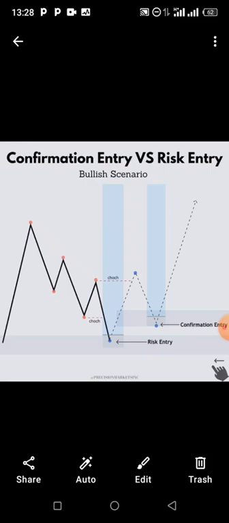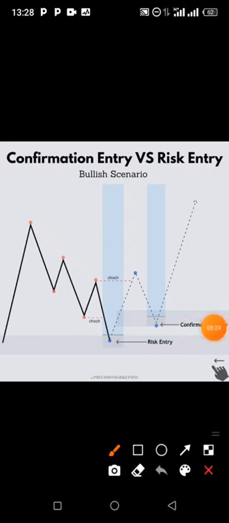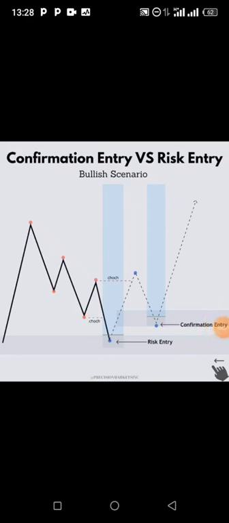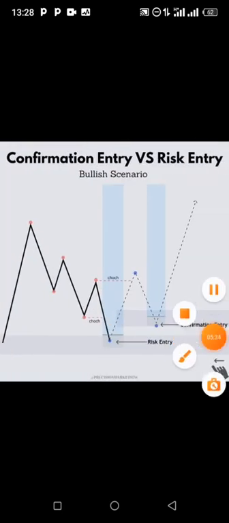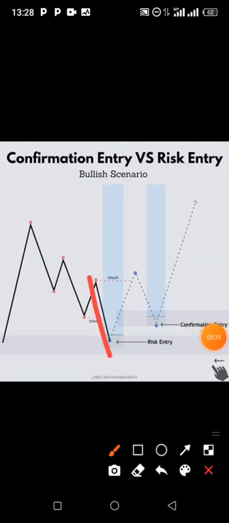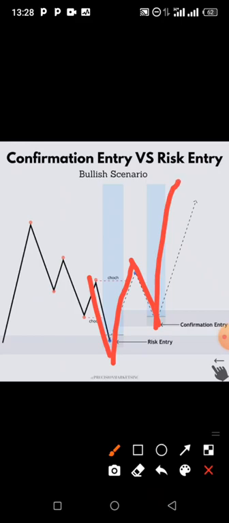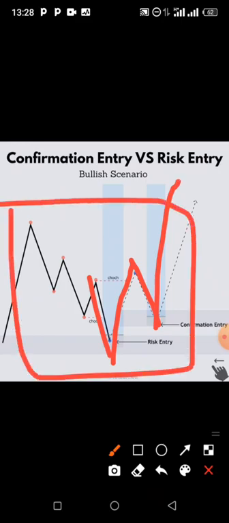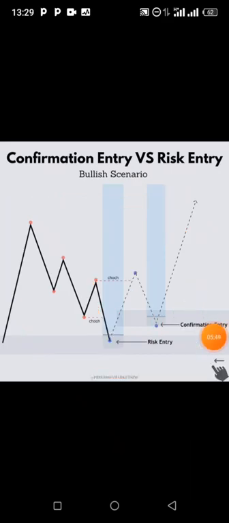And to take a good entry as a beginner, you wait for confirmation entry. Or if you're a forex trader, you can take your first trade here with a smaller lot. Then after the confirmation entry, you can stack in your trade, because this whole setup has been confirmed. That's just it.